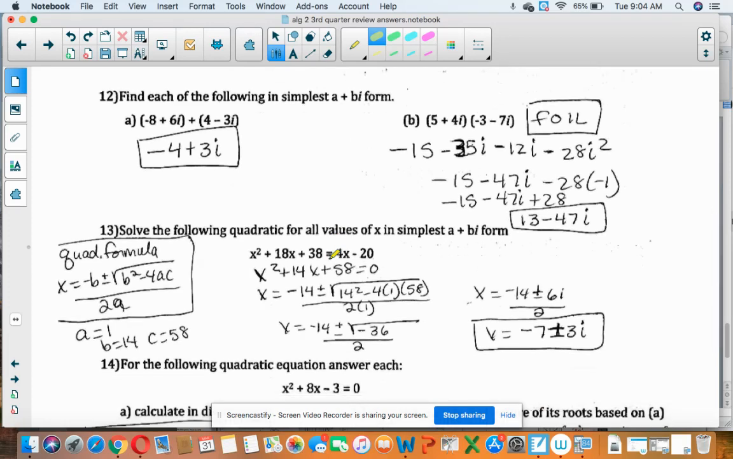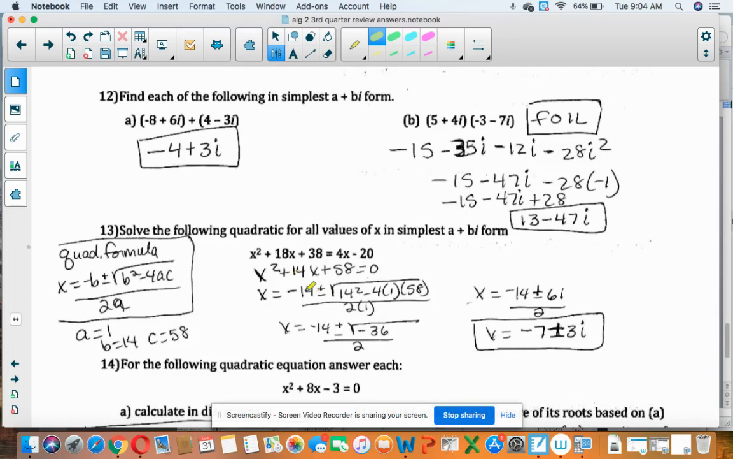13 is another quadratic formula. So negative b plus or minus the square root of b squared minus 4ac over 2a. A is 1, b is 14, c is 58, sorry. I just got confused again for a second. I have to bring the 4x over, and that's how I get 14x. And I have to add 20, that's how I get the 58. Because you want this to be a trinomial before you identify what a, b, and c are.